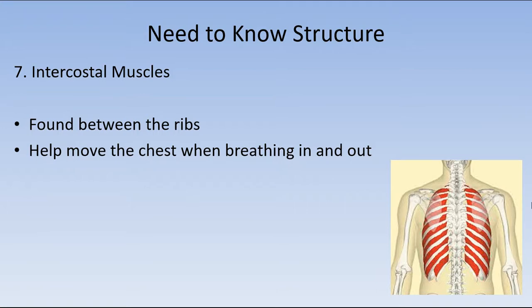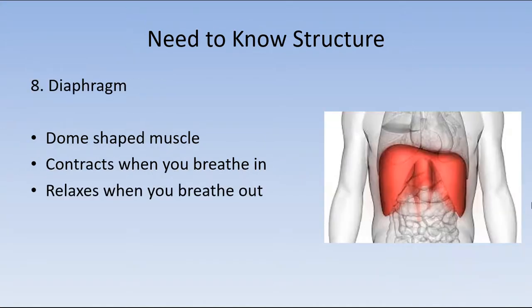We also have the intercostal muscles. So these are found between the ribs, help to move the rib cage when we're breathing in and out. And finally, we have the diaphragm muscle, and this will contract when you breathe in and relax when you breathe out.